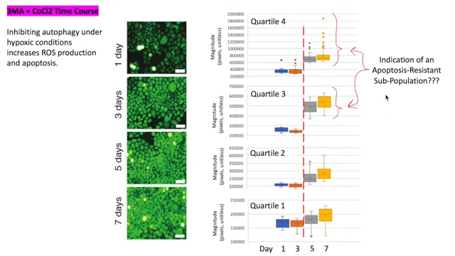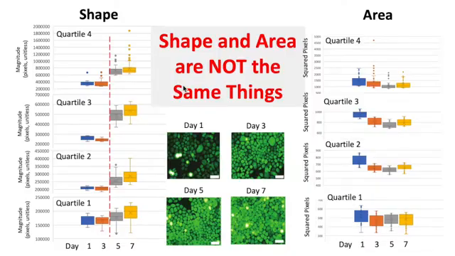And as a control, we did the same analysis, but measuring area to show that what shape measures is different than what area measures. As opposed to measuring shape, measuring area does not reveal the threshold effect between day 3 and day 5.